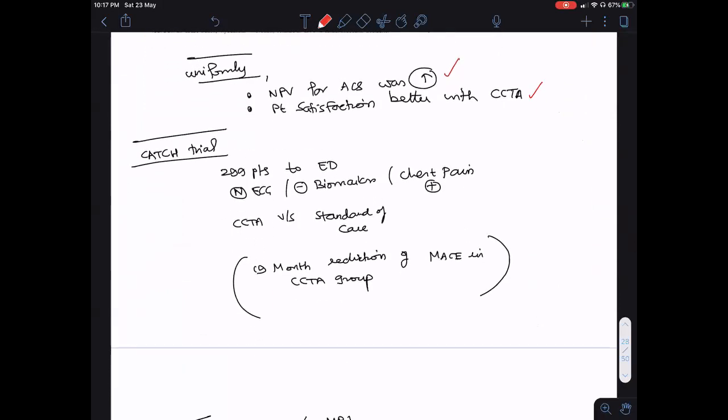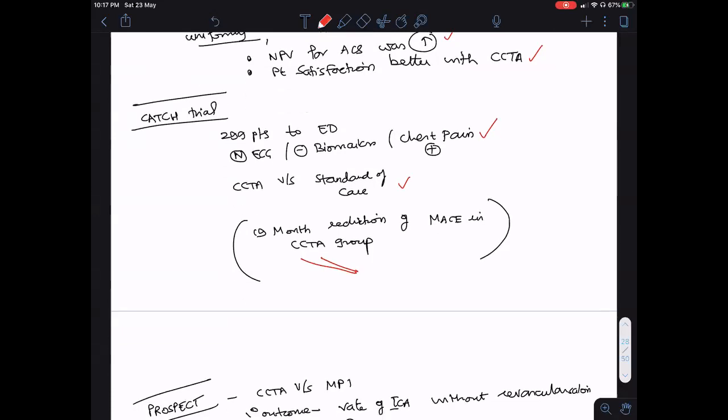The CATCH trial looked at patients who presented with this low to intermediate probability to the emergency room. CCTA was compared with the standard of care, which could be any of the other modalities. It was found that patients who initially underwent a CCTA could risk stratify. When they were looked at 19 months post discharge from the emergency room, it was found that they had a significant reduction in the MACE.